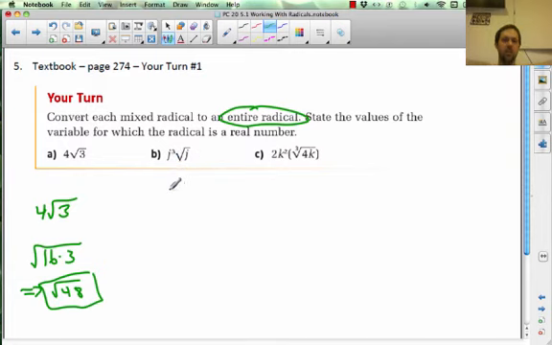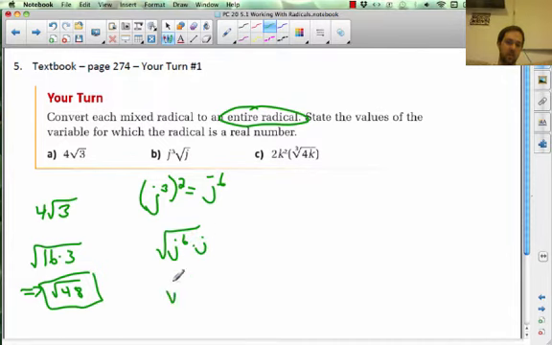j cubed times root j. If we want to move j under the radical, we have to square it. Sorry, j cubed under the radical, we have to square it. j cubed squared is j to the 6, so you multiply your exponents here when it's the power of a power. So move it under the radical, it would be j to the 6 times the j that already exists under there, which would leave us with the root of j to the 7.